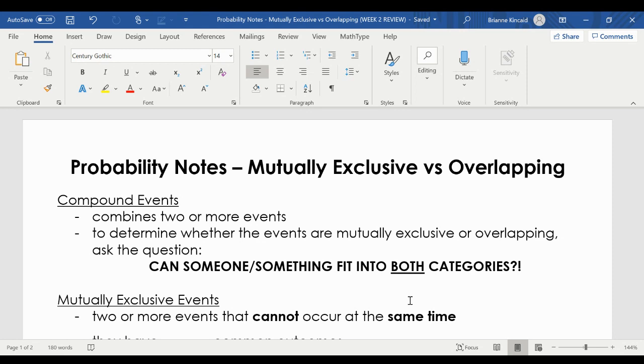Now, if I asked you from a group of people, what's the probability of choosing somebody that's a brunette or a blonde? Those would be mutually exclusive because you can't be both. However, if I said, what's the probability of choosing somebody that is a female or has brown hair, it's possible to be a female with brown hair. That's an example of overlapping.